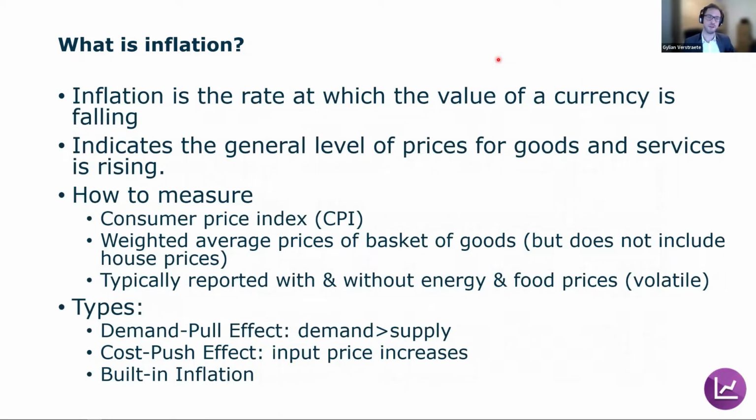So what exactly is inflation? The definition of inflation is the rate at which the value of a currency is falling, right? That means that the general level of prices for goods and services is rising. Typically that's measured by central banks. Central banks make indicators called consumer price indices. And what they do in those indicators is include several types of goods and services in a basket, and they track the price evolution of those goods and services.